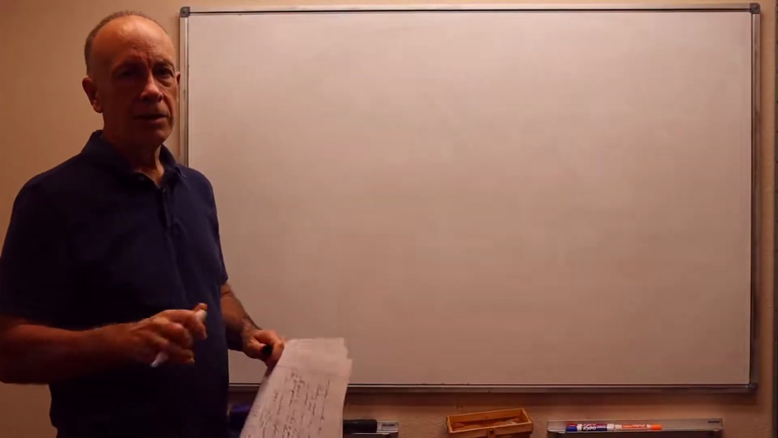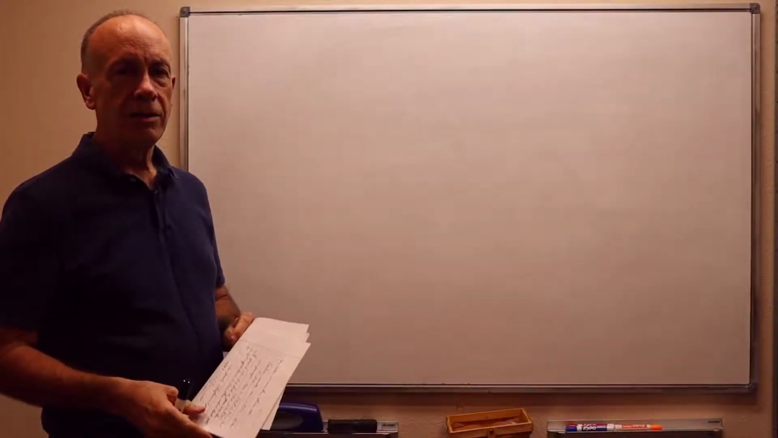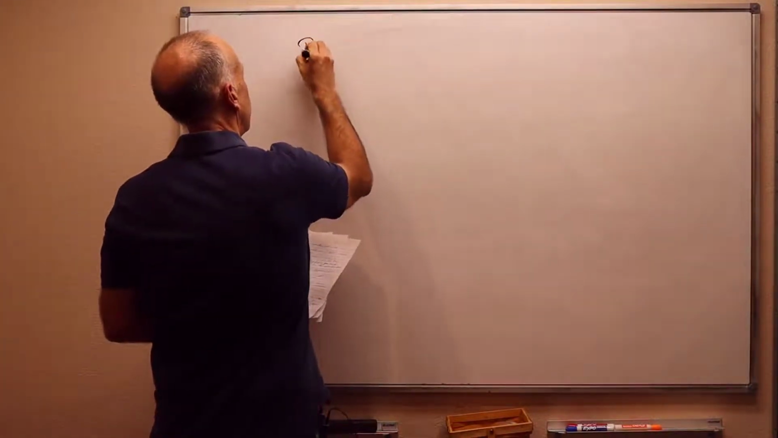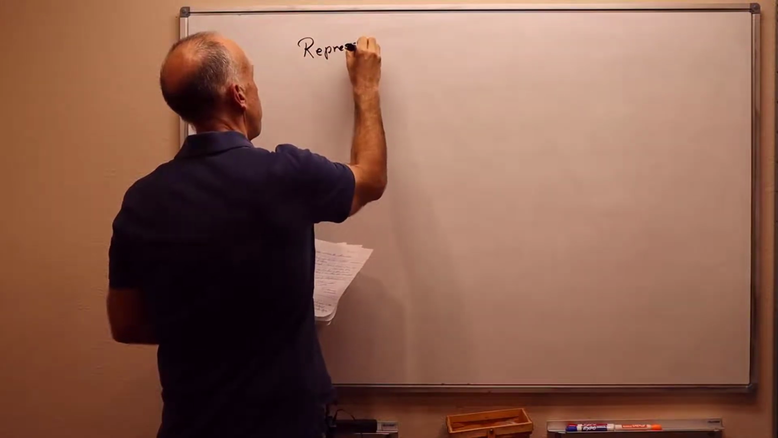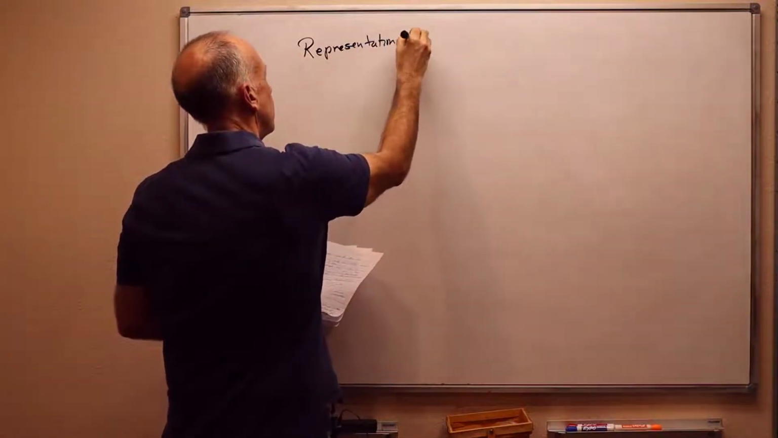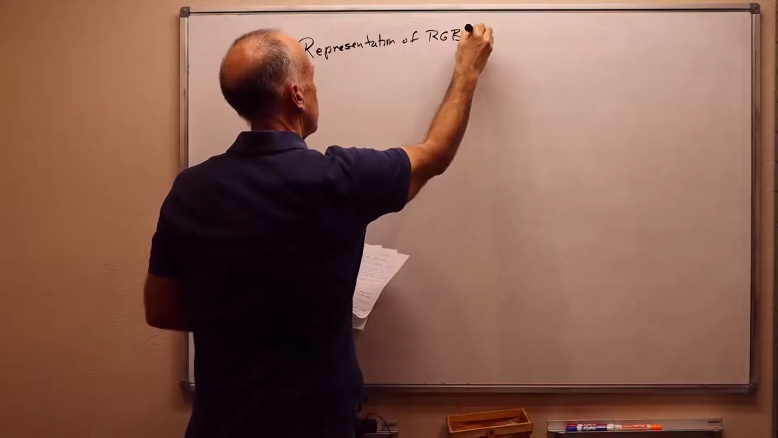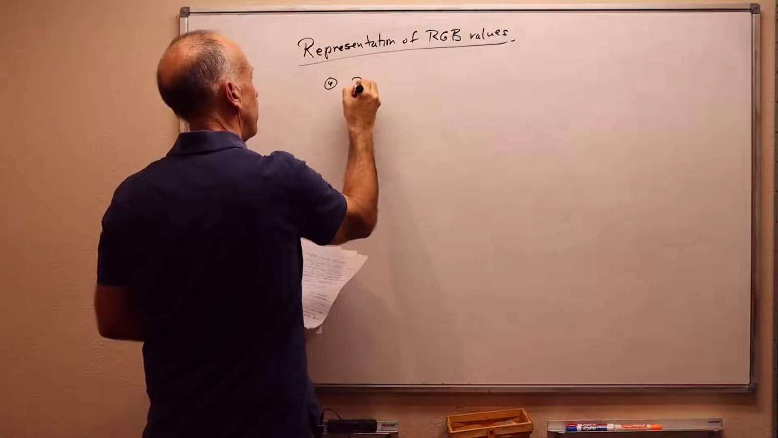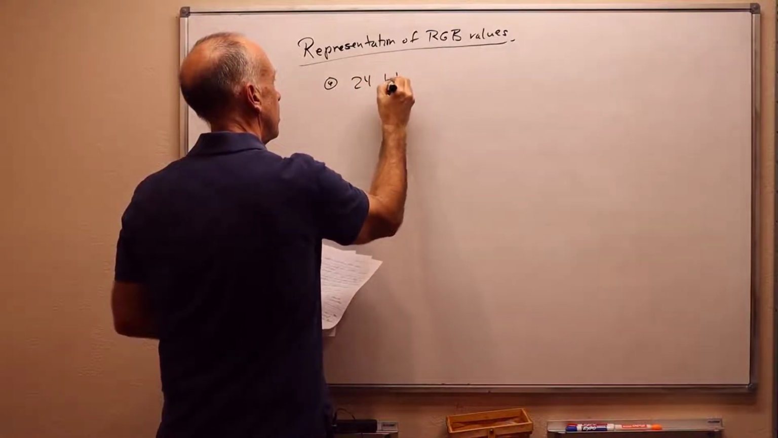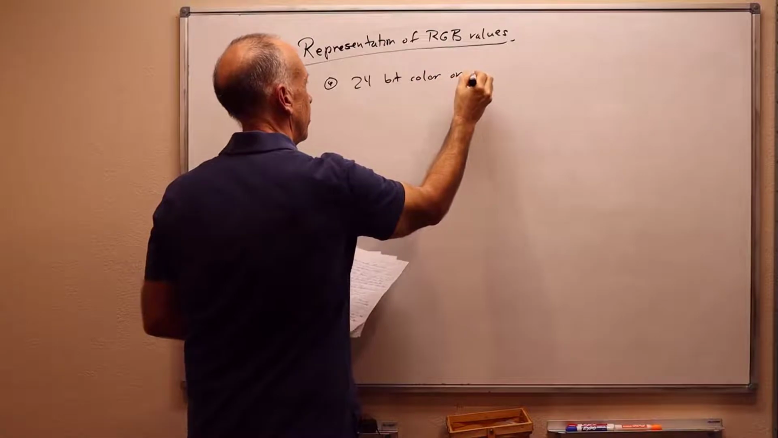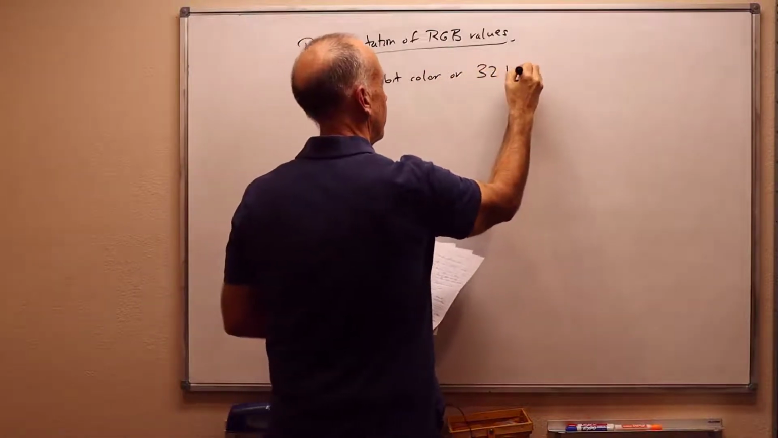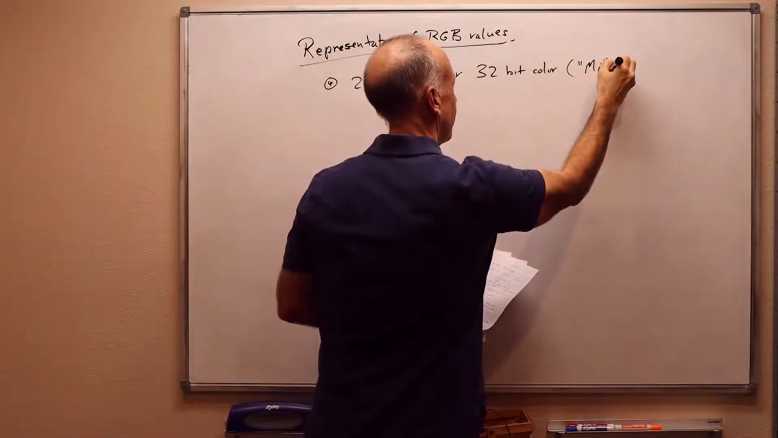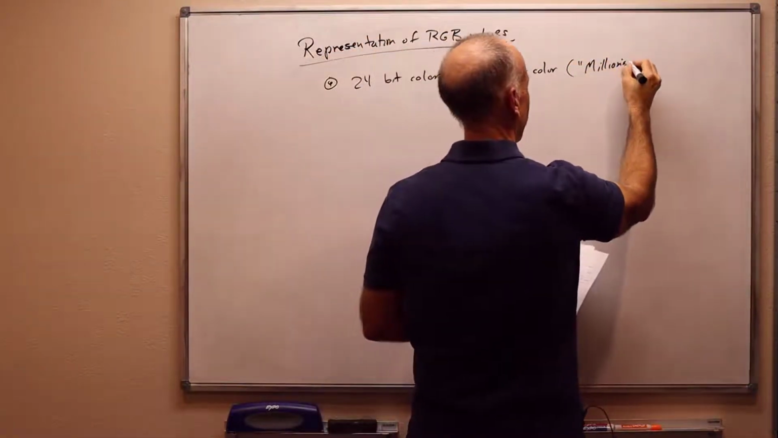Returning now to RGB, I'd like to discuss some of the typical ways that RGB values are represented on your computer. So, representation of RGB values. The usual way is the so-called 24-bit color or 32-bit color. This is probably the system you're most familiar with. On Apple, this would be called millions of colors, because 2 to the 24th is more than a million.